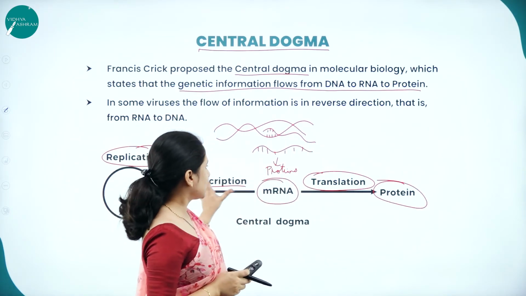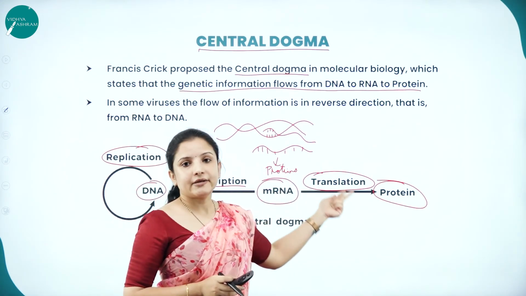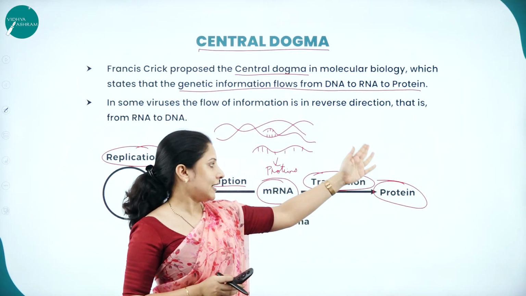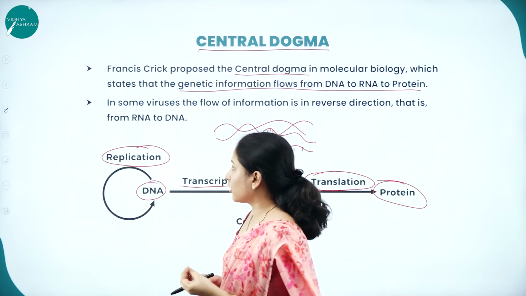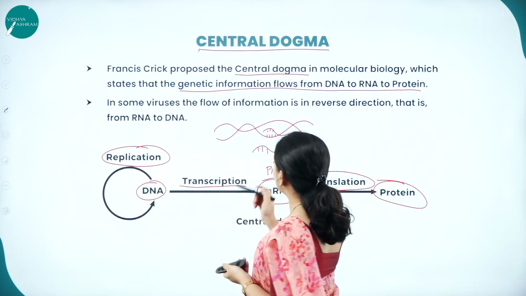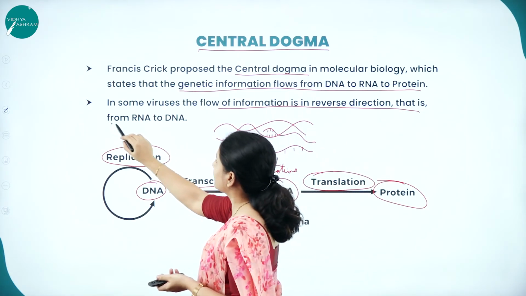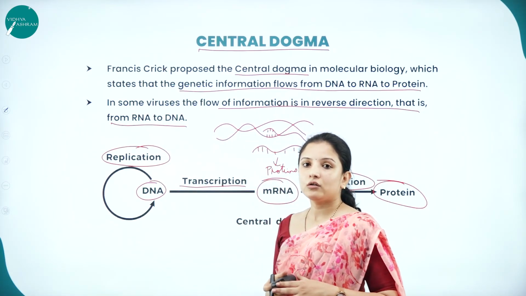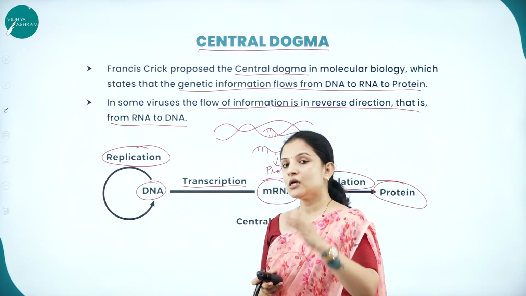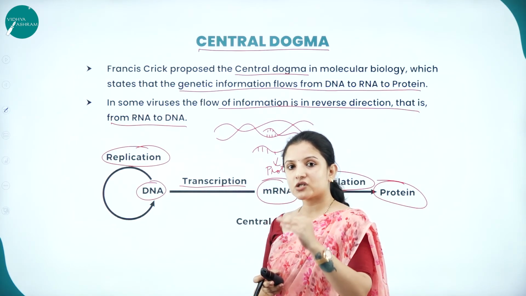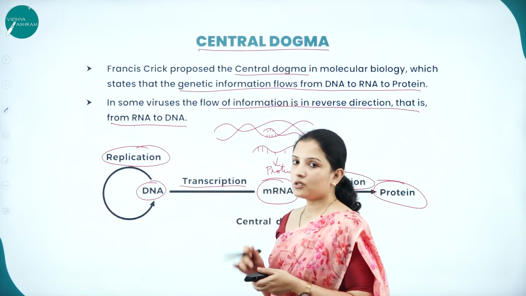So this occurs in three important steps: replication, transcription and translation. Therefore, at the end, formation of the protein. So this is nothing but the central dogma. And in some viruses, the flow of information is in the reverse direction. That is, from the RNA, the information goes to the DNA. In all the rest of the organisms, the information is carried from the DNA to the mRNA. But in the case of viruses, the information is carried from the RNA to the DNA. So this is about the central dogma principle.